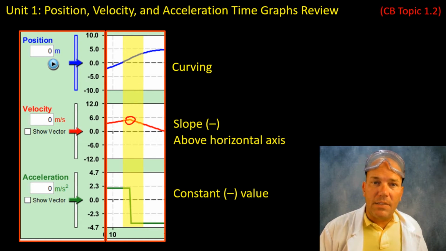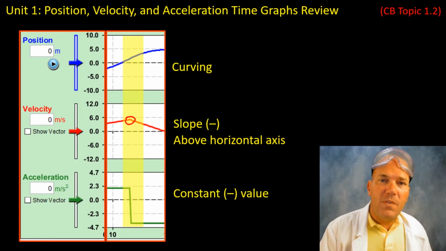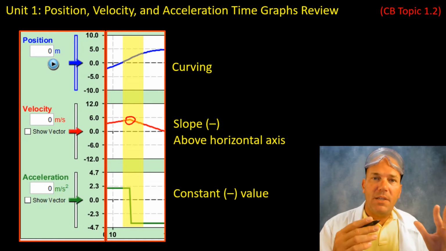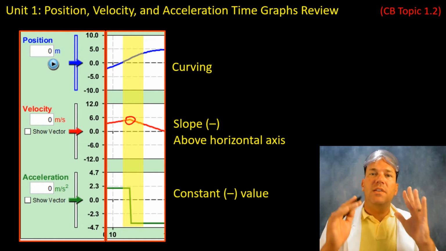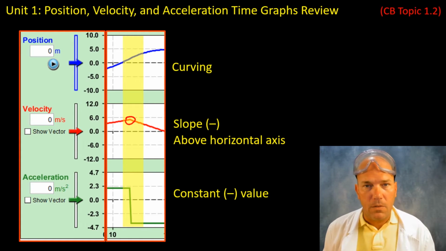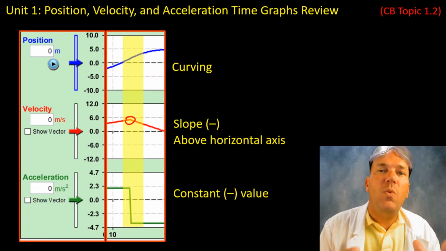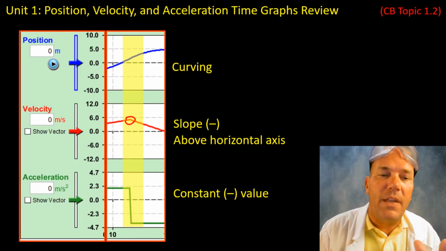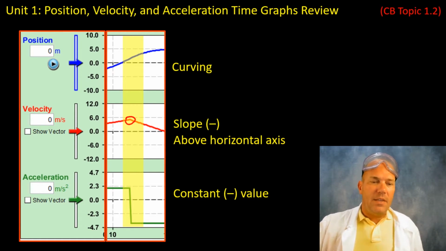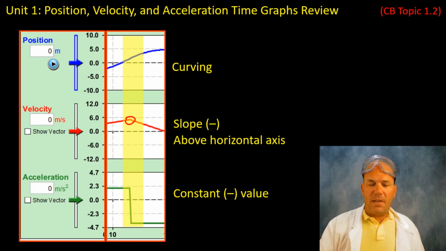And that's not the case. That's a misconception. The object is moving in the positive direction because the motion is above the horizontal time axis. However, the object now is slowing down, or decelerating. And we see this occurring here because it's moving forward, because the velocity is positive.